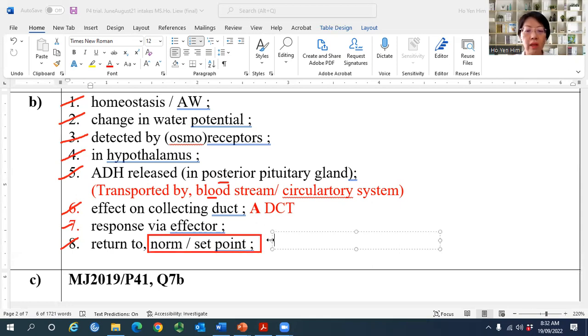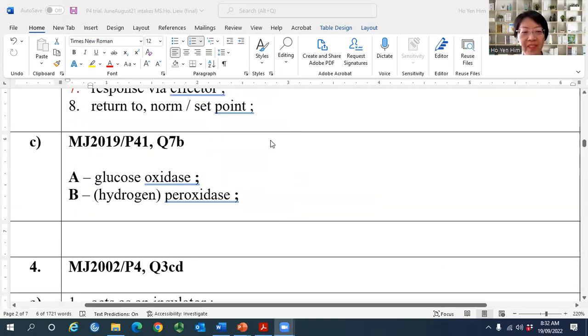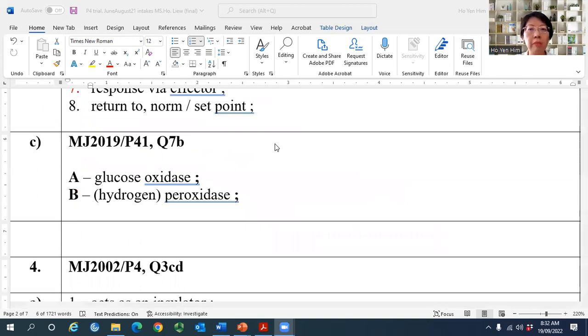Quite a lot of students write become normal. Become normal is a layman term, okay? In biology, you need to use biological terms. Water potential goes back to the norm, goes back to the set point, not normal. Normal is anybody you pull from the roadside, they say, become normal lah. Okay, no need to sit for A-level exam. Okay, right, C.